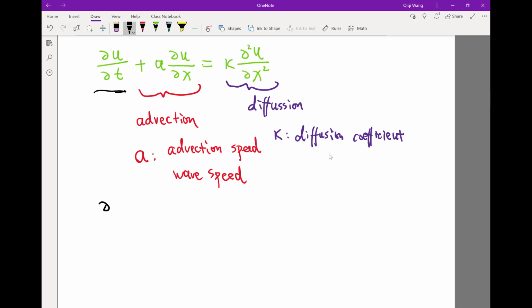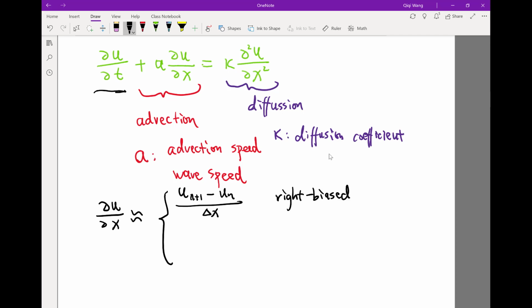And the way we have been discretizing the first order spatial derivative has been 3 different methods, and we have seen how they are used in different scenarios. We can discretize it as u_{n+1} minus u_n divided by delta x. So that's a right biased approximation. Right, it's biased towards the right-hand side of the grid point.